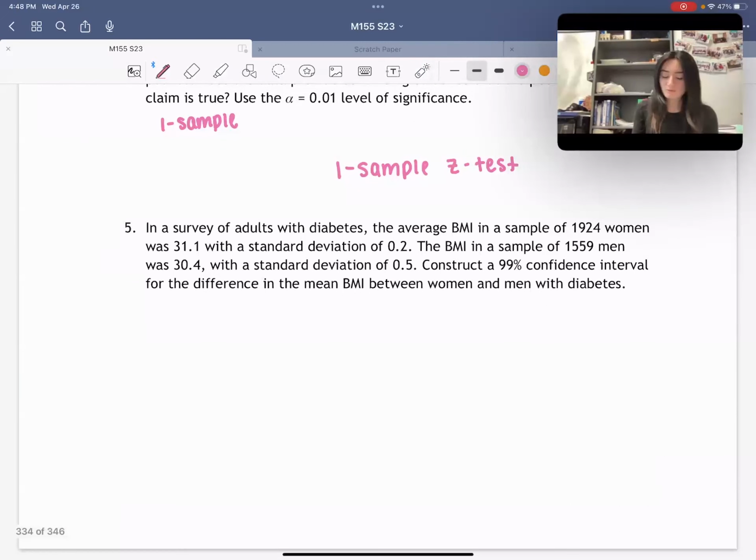Moving on to number 5, we're looking at a survey of adults with diabetes. We're looking at the average BMI in a sample of 1924 women. We have a mean and a standard deviation. Next, we have the BMI of a sample of a different number of men, mean 30.4, standard deviation 0.5. We're doing a confidence interval question here. So looking at this question, we're definitely given two samples, right? We have women and we have men. Those are the two samples that we're given.